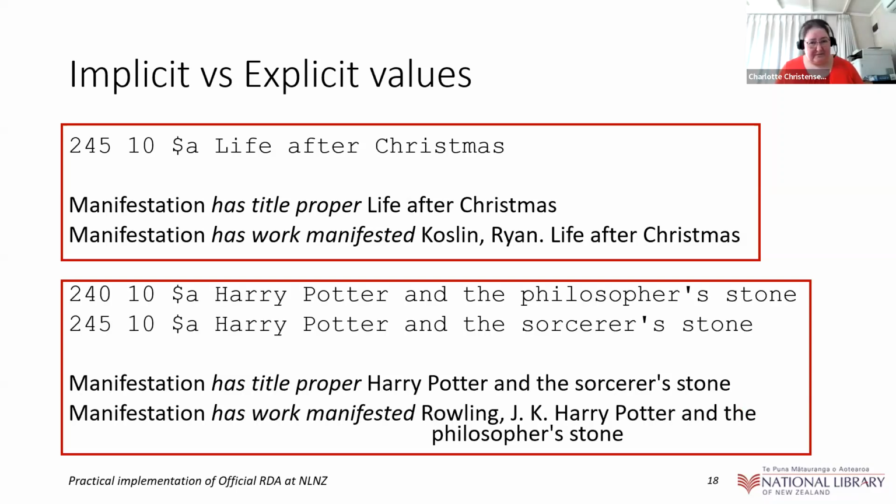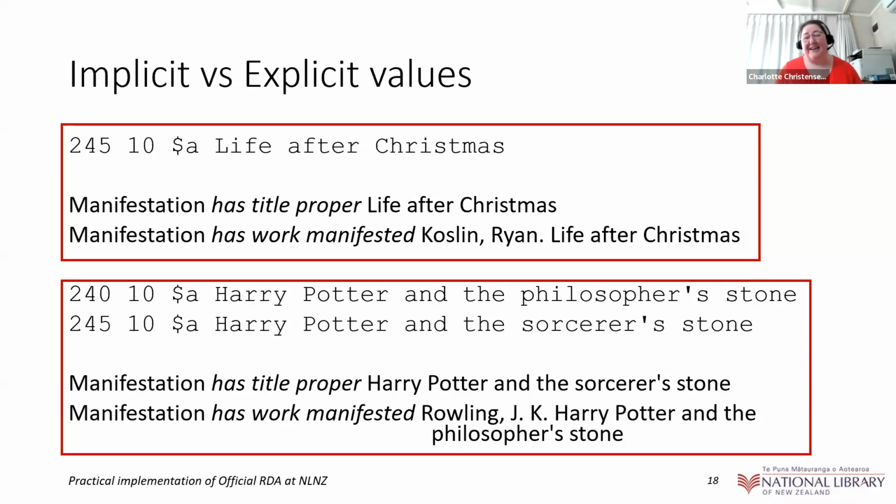But it's not always part of the value of authorized access point for work. Taking a different but very well-known example, the value of title proper can differ from the title portion of the value of authorized access point for work. And we're very familiar with that happening in resources we describe. All of this is just a single illustration of implicit values in MARC.